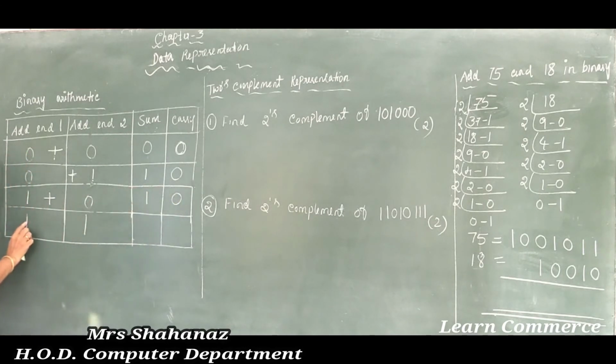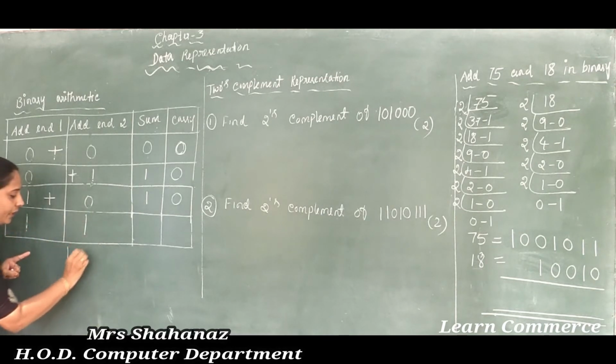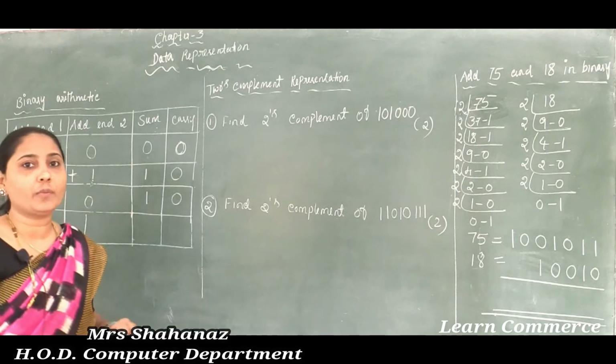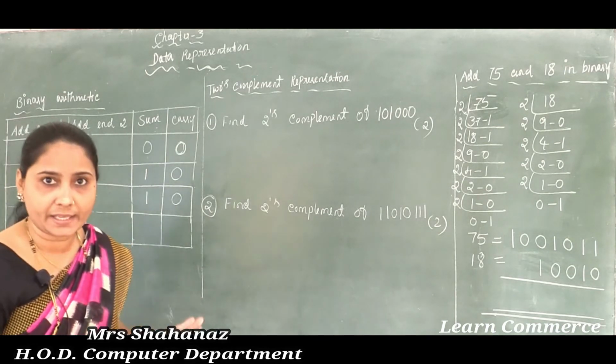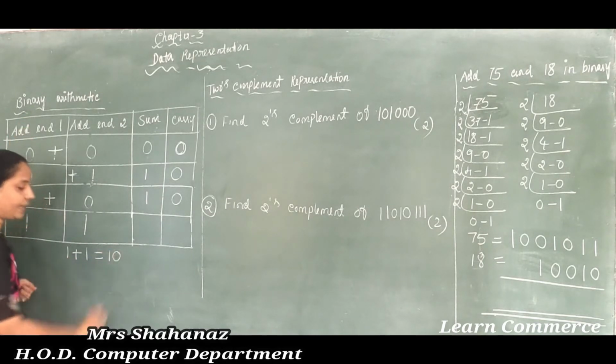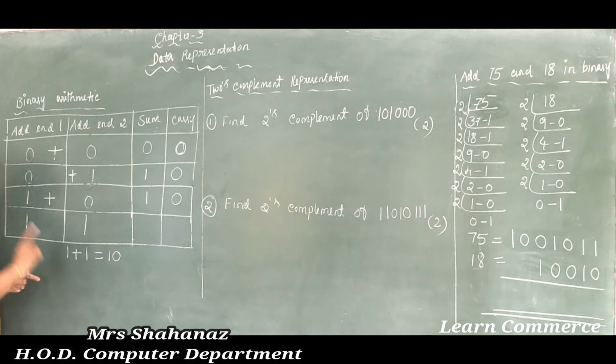Okay, and next one is about 1 plus 1. You have to remember it, 1 plus 1. It is binary arithmetic, it is not our normal addition. When you are going to use addition in binary arithmetic, 1 plus 1 is equal to 10. Clear this one? That is equal to 10.